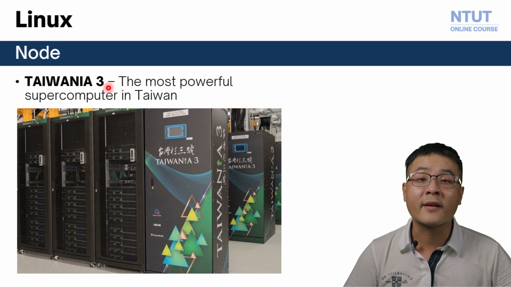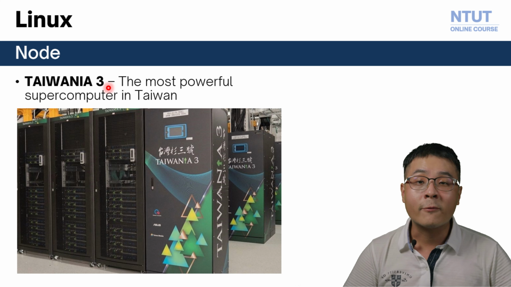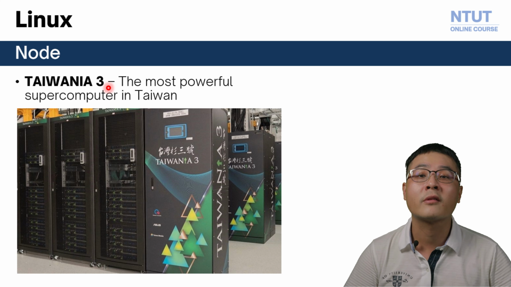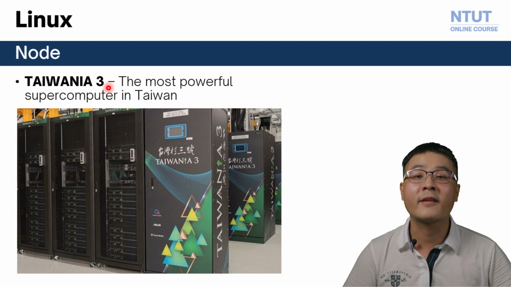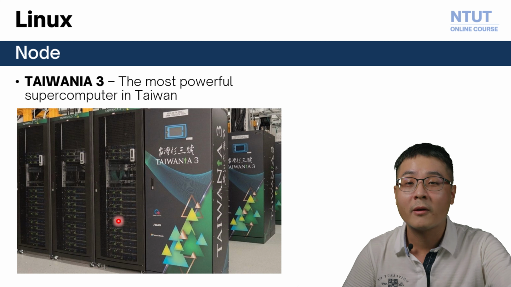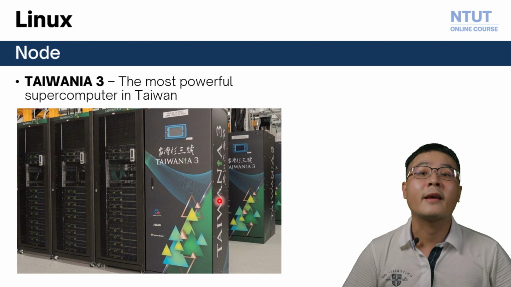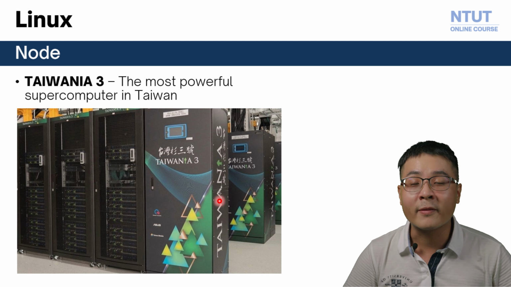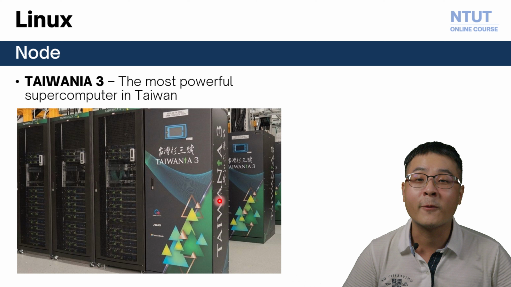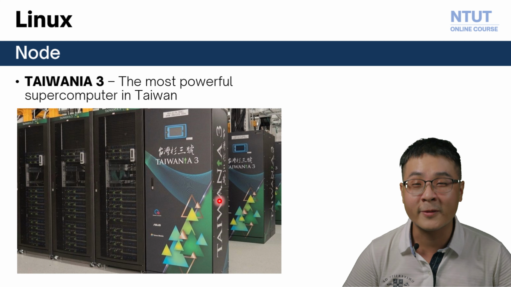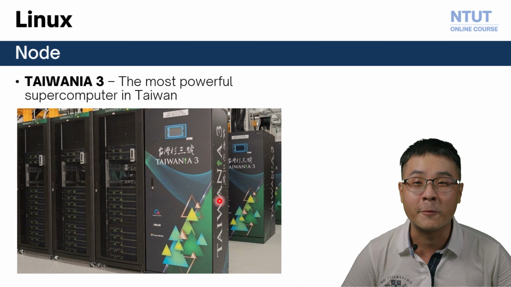So here is a photograph of the most powerful supercomputer in Taiwan, which is called Taiwan NIA. So you will see a lot of cabinets here, 1, 2, 3, and several lines. And in each cabinet, there would be more than 10 computers. And each computer, I think, would have maybe more than 30 or more than 100 CPUs.